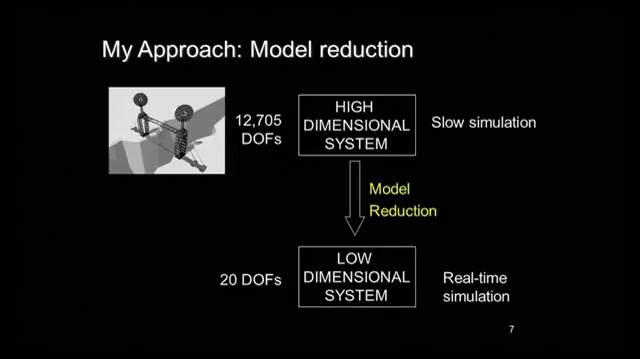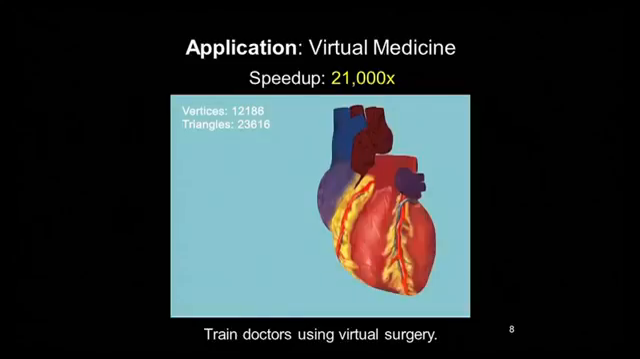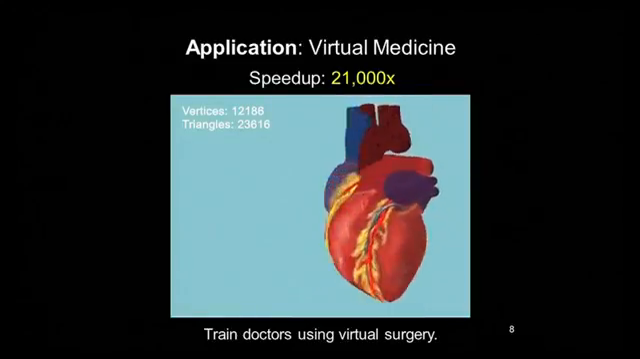So the way it works is you take a high-dimensional system, and then you find some low-dimensional basis of motion, and you project the equations of physics to that low-dimensional space, and then you can time-step in the low-dimensional space a lot faster.